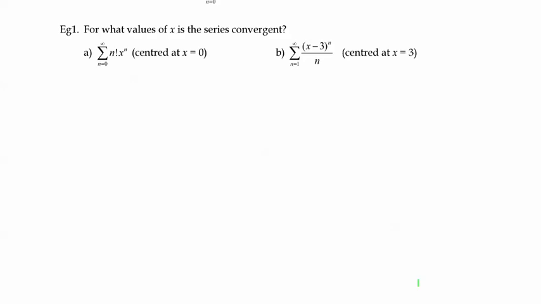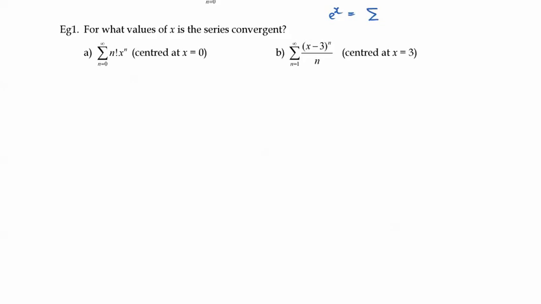Here in example number 1, we are interested in finding the values of x for which the series is convergent. This question is actually pretty similar to what you did on your test when you were given an infinite series that is to represent e to the x. And that question asks you for what value of x would this infinite series be convergent. Well, in order to find the radius of convergence, we are going to use the ratio test.